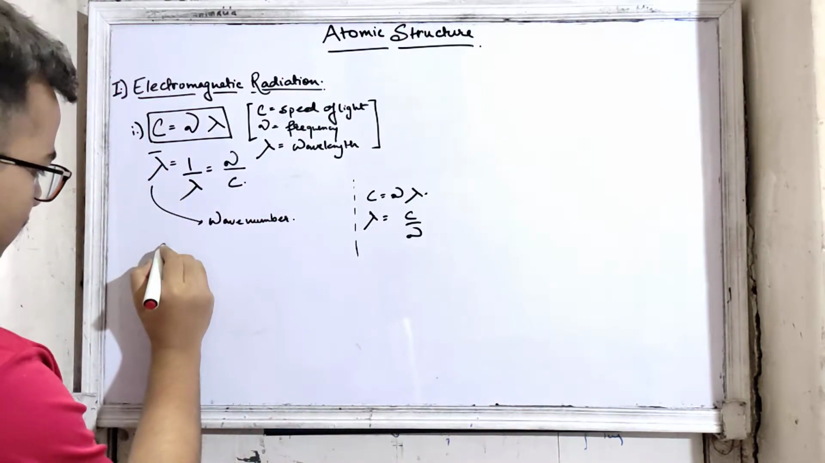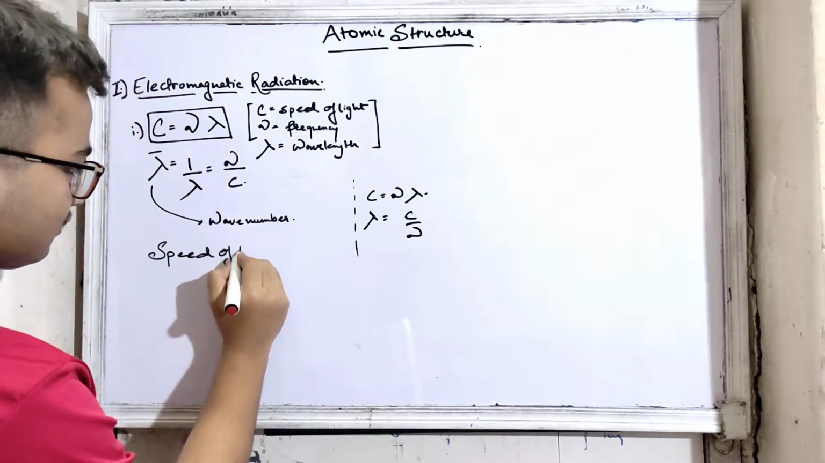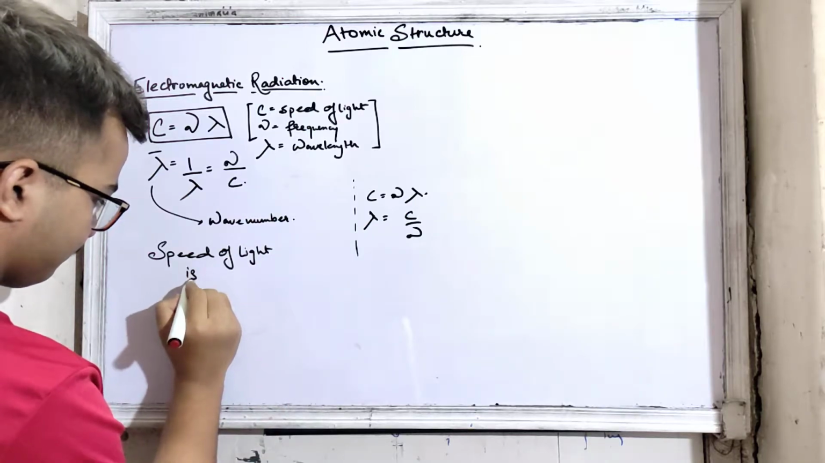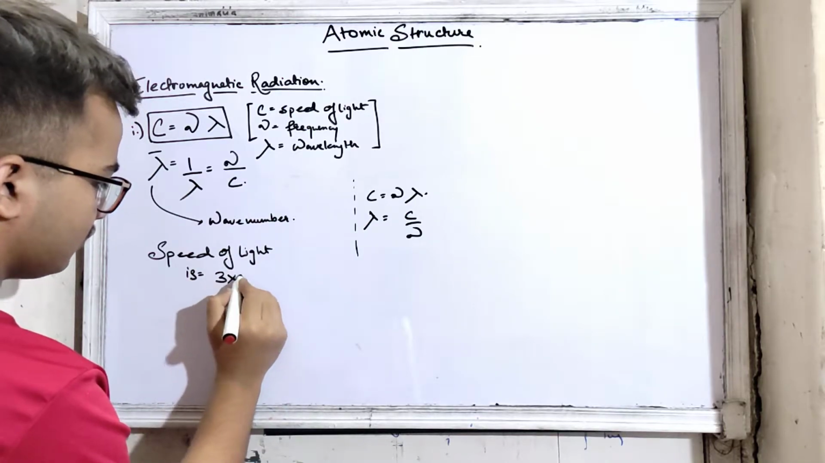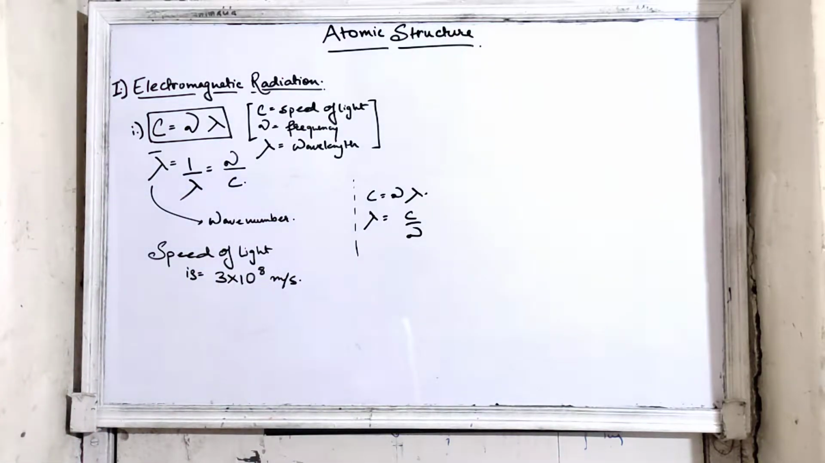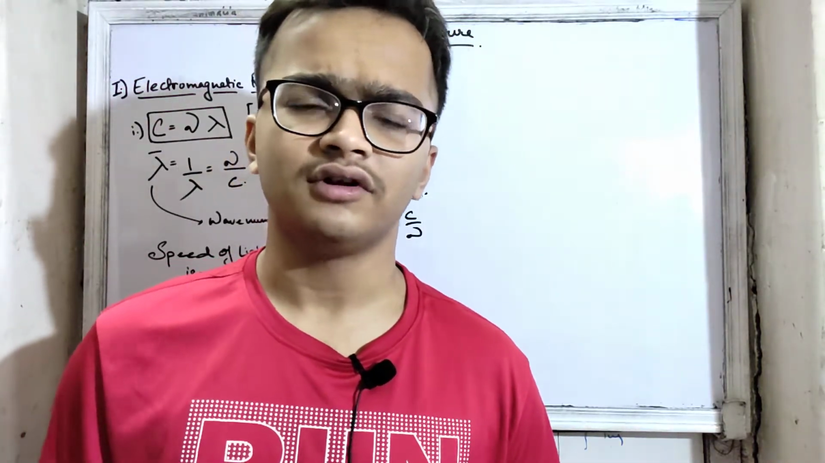Here you have to keep in mind that the speed of light is equal to 3 into 10 to the power 8 meter per second. So this was the formula of electromagnetic radiation, which is C equal to nu lambda.